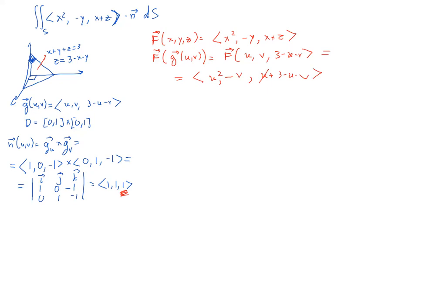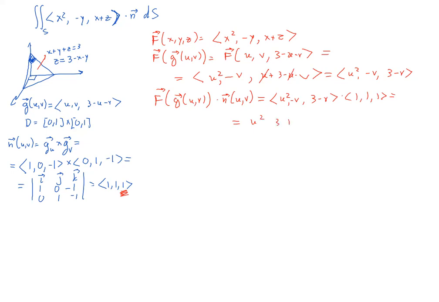So this cancels with that and gives us the slightly simpler u squared minus v and 3 minus v. Basically what we need to do is take the dot product of this pullback of the vector field onto the domain of the parameterization with a normal vector. So this will be (u squared minus v, 3 minus v) dot (1, 1, 1), which will give us u squared minus v, I'm sorry, plus 3 minus v. And we need to take the integral of this.